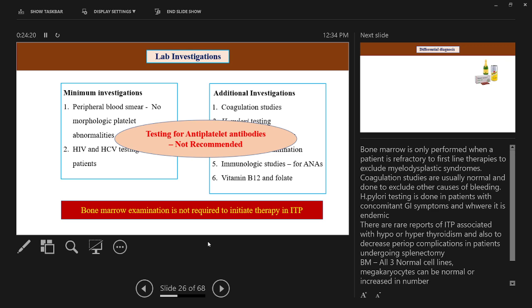So it's a diagnosis of exclusion. There is actually no criteria which is given. They have said that you have to rule out all the other secondary causes of ITP that are correctable. And that's why in the ED we cannot make a diagnosis.